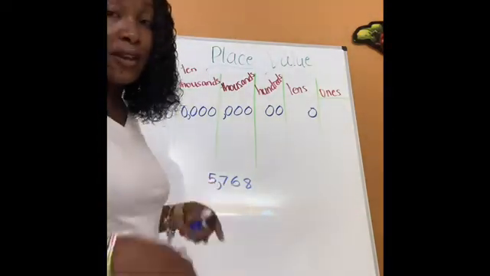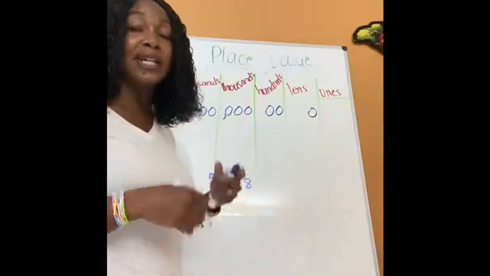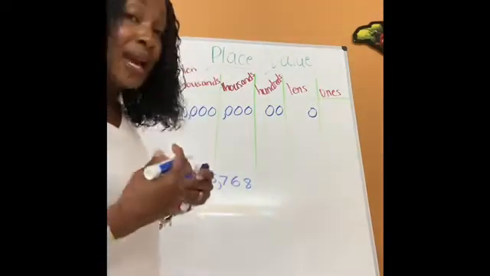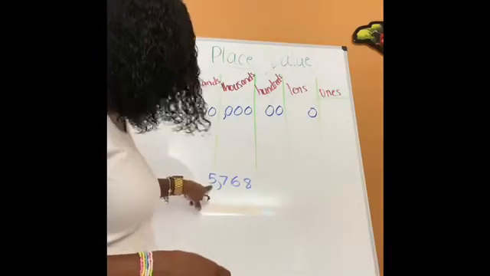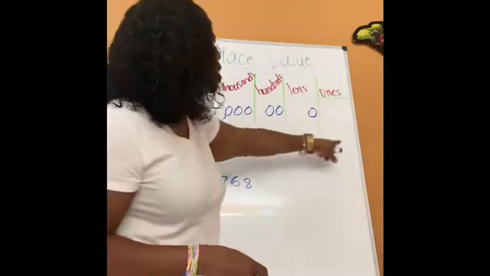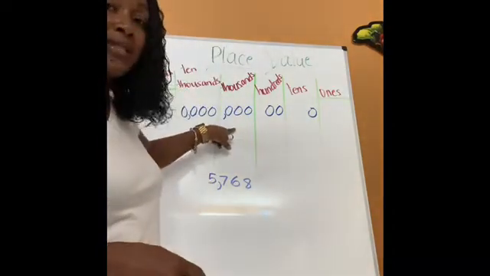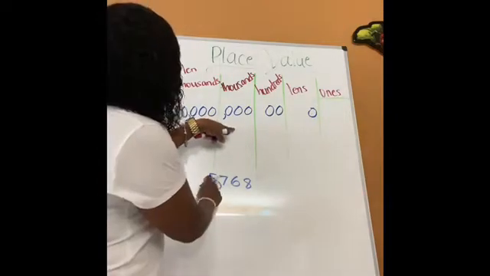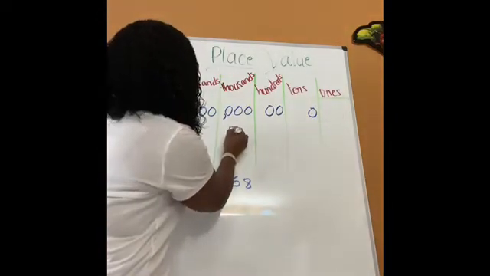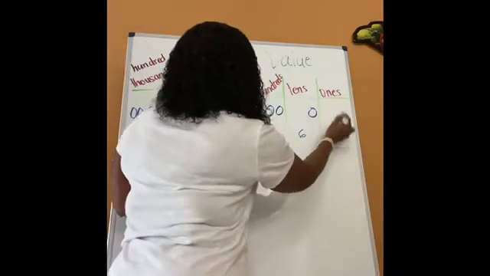5,768. If I cannot read that, then I can put it on my place value chart and it will help me to read it. Again, I count 1, 2, 3, 4 digits. So I need to start here. So this is the 5, this is the 7, the 6, and the 8.